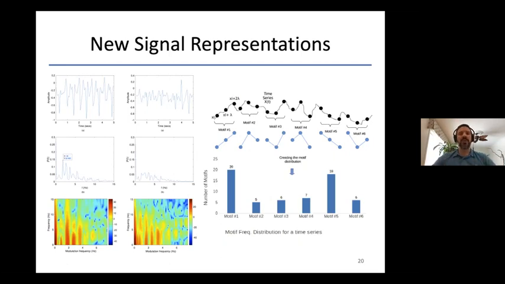So new signal representations also become very important when you're doing affective computing, especially when you talk about affective computing in the wild, where these artifacts become a big issue.